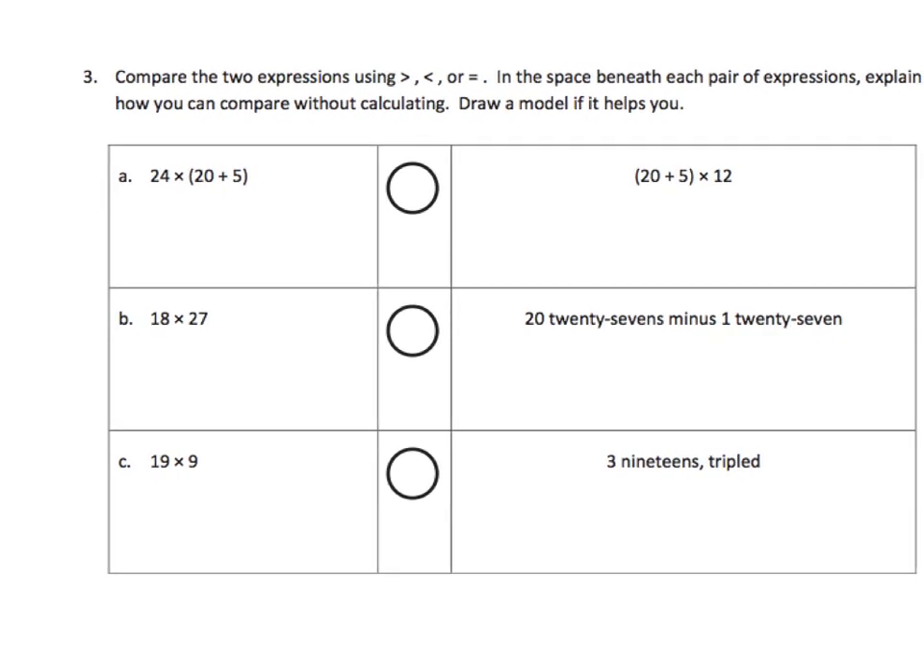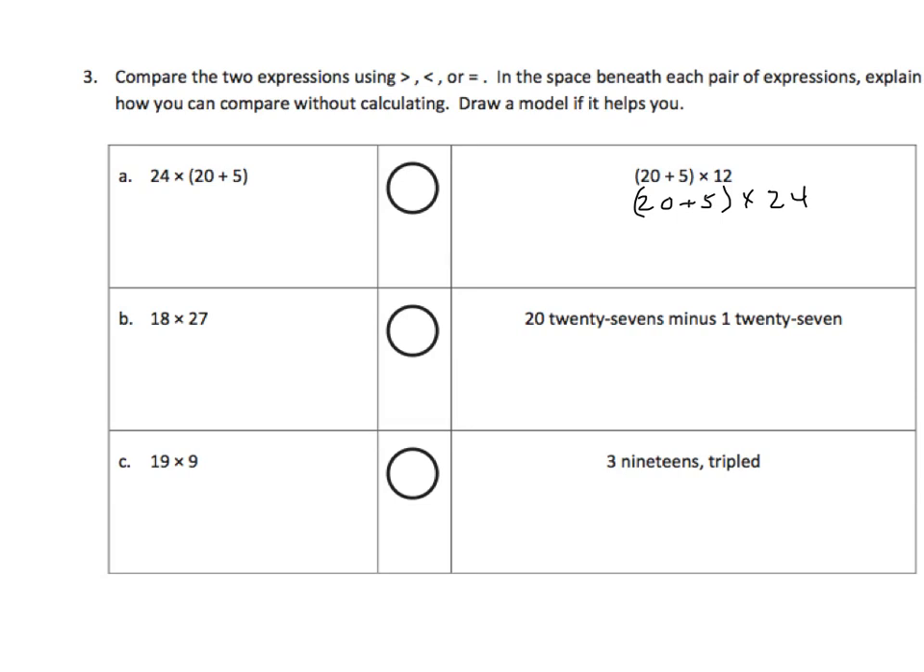24 times 20 plus 5. Here I have 20 plus 5 times 12. Well, they have something in common. They both have the sum of 20 and 5. We see that we have different numbers that they're multiplied by. Let's use the commutative property and take a look at these. I'm going to take the example on the left and transpose it to the right, but I'm going to switch the order of the factors using the commutative property. So I'm going to write 20 plus 5 times 12, or times 24, excuse me.